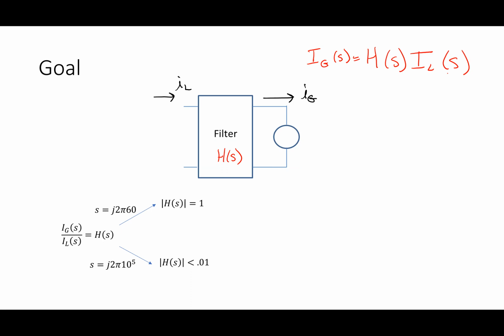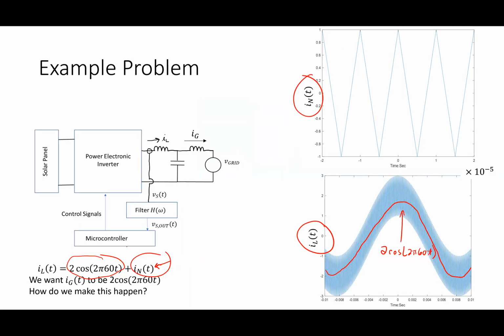And if I use this approach, what I'm trying to say is I want to tailor the magnitude of H of s in the different frequency ranges. What I've said here is that at low frequencies, in this case 60 hertz, I want the magnitude to be 1. Ideally, at 10 to the 5th, 100 kilohertz, if I wanted to get rid of that 100 kilohertz, what do I want the magnitude to be at 100 kilohertz?